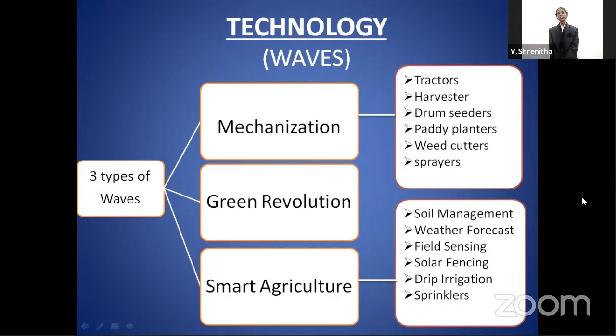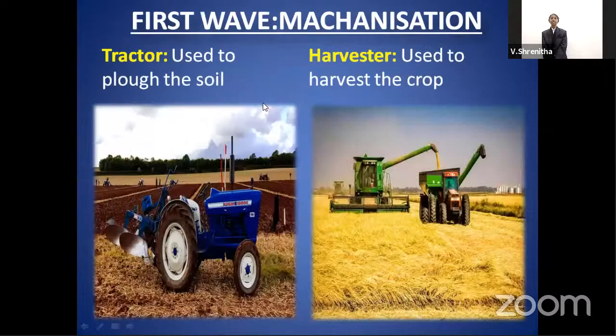So, in the first wave, let us know about the tractor. We all know that a tractor is used to plow the soil, isn't it? And the second one is the harvester. A harvester is used to harvest the crop. So these are the simple machines in the first wave, that is mechanization. I think by the name mechanization, you can know the meaning, right? Mechanization gives the meaning machines. And we had weed cutters and sprayers.